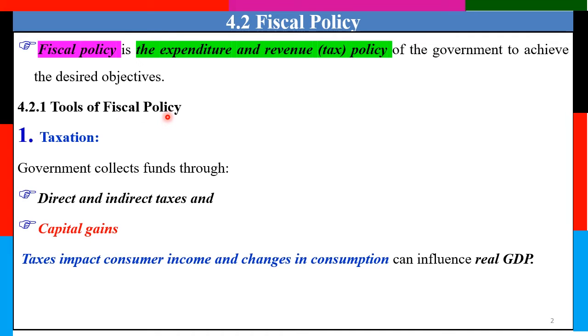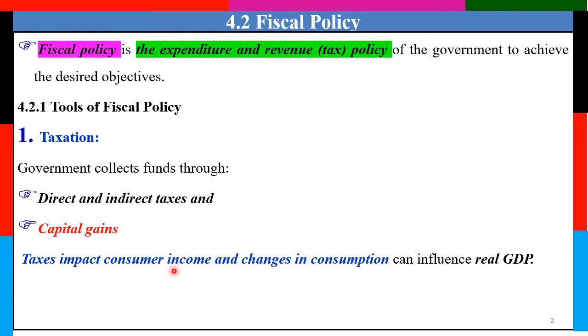Tools of the fiscal policy. The tools of the fiscal policy are government expenditure and the government revenue or tax. Let us begin from tax. The government collects funds through what? Through direct and indirect tax and capital gains. The government can collect the revenue as direct tax and the indirect tax as well as the capital gains.